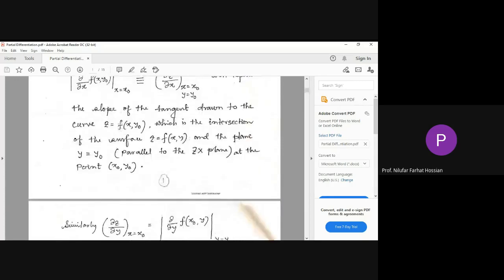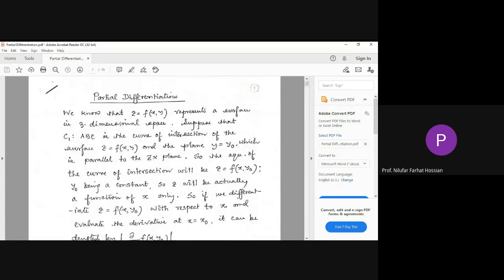Here in total we considered three variables, x, y and z. In this representation, z is a function of x and y. So x and y are independent variables and z depends on x and y. You can perform your partial differentiation of z either with respect to x when y is kept constant, or with respect to y when x should be treated as a constant.